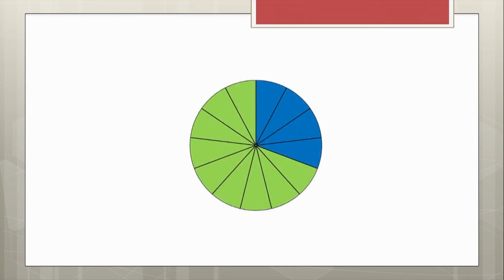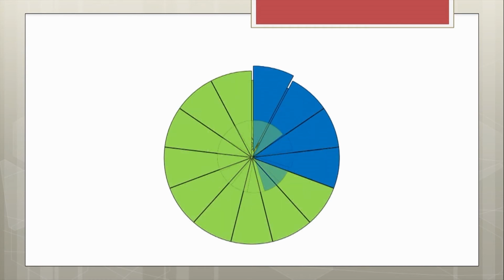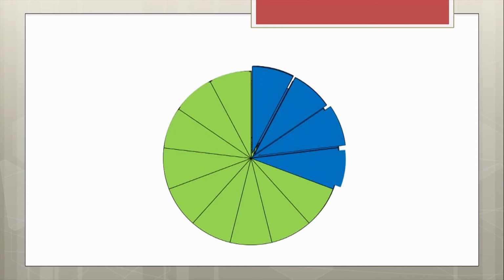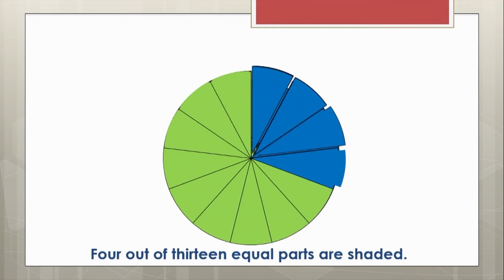So this is the cake. This is the birthday cake. Let's count to find the denominator. 1, 2, 3, 4, 5, 6, 7, 8, 9, 10, 11, 12, and 13. How many slices was she left with? 1, 2, 3, 4. So that is 4 out of 13 equal parts. So that is 4/13.